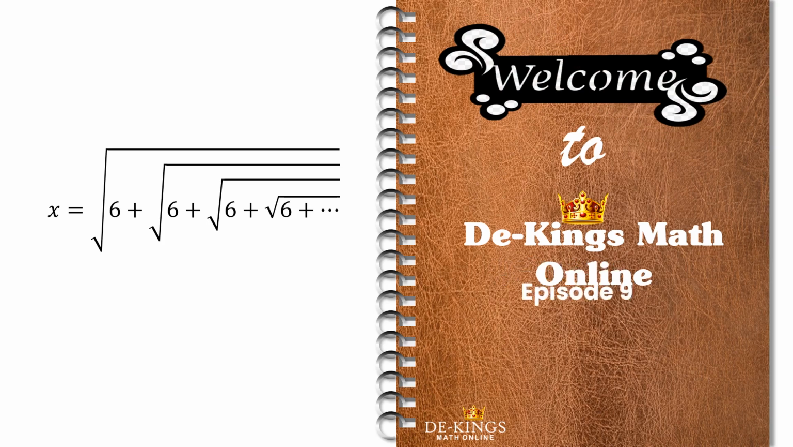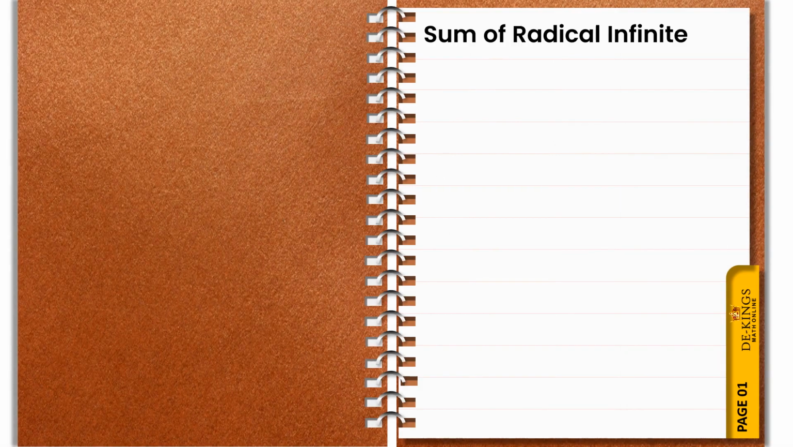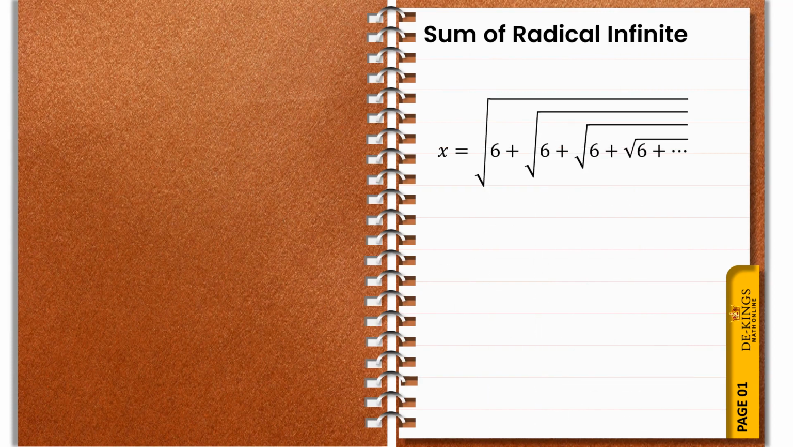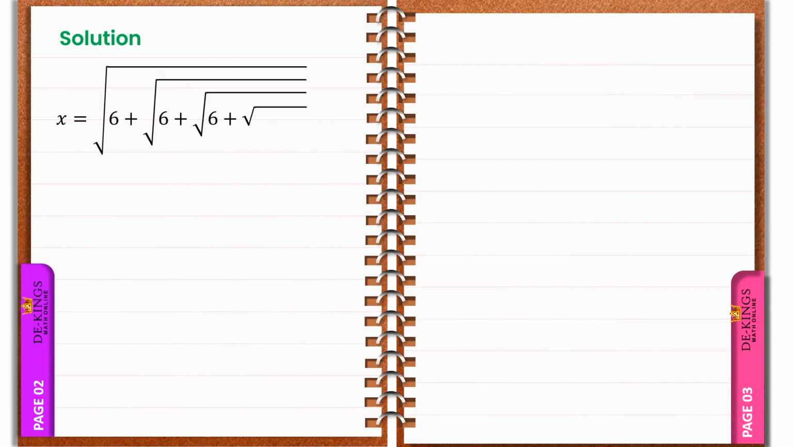In this tutorial, we're going to show you how to solve this sum of radical infinity. The sum of radical infinite, as we can see, we have x is equal to root 6 plus root 6, and keep on going on and on and on. We don't know where it actually ends. So how do we solve this radical infinite?